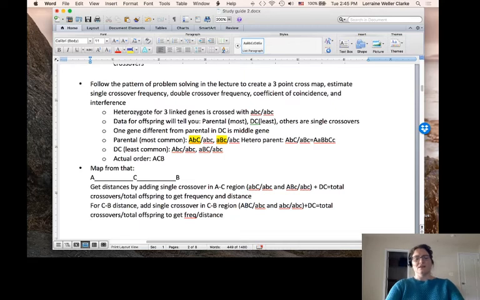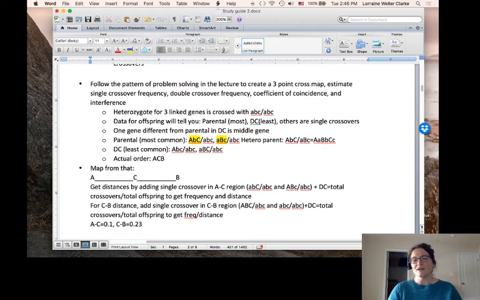Let's say you find out that A to C equals, let's say, 10%, and C to B equals, so that's how many crossovers are happening. So your frequency is 0.1. C to B is 0.23. Okay? All right, A to C, 0.1, C to B, 0.23, okay?